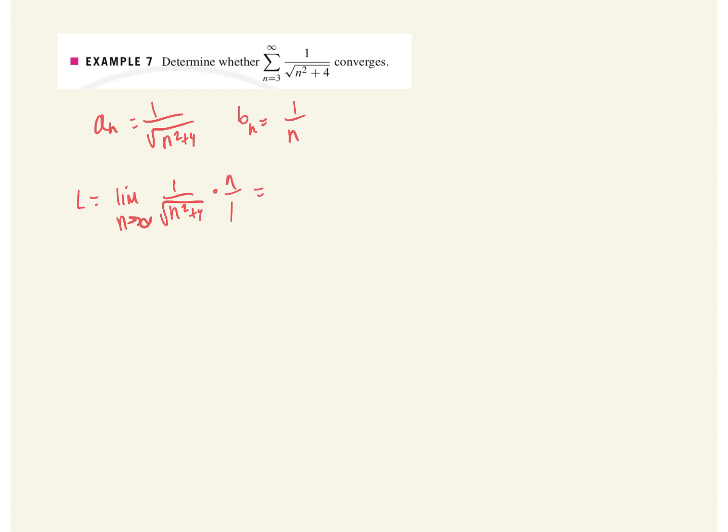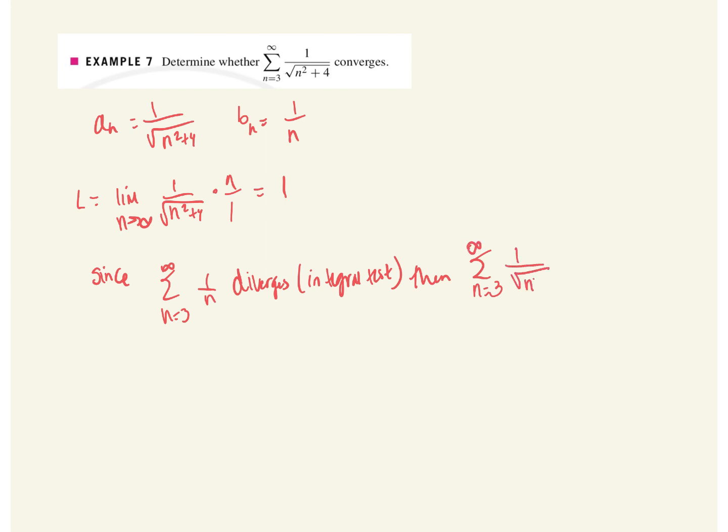And if we evaluate this, the degrees are technically the same as we approach positive infinity. Therefore, the coefficient ratio is just 1. And we can make the conclusion since 1 over n diverges, we know this from the integral test from the very beginning, then the a sub n, 1 over the square root of n squared plus 4, also diverges.